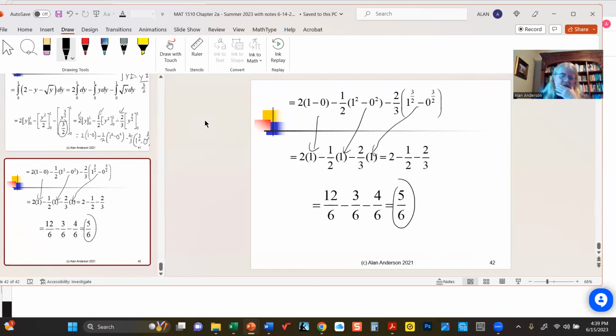All right, now that was 2a, by the way. 2a is this separate section. We're only looking here at areas.